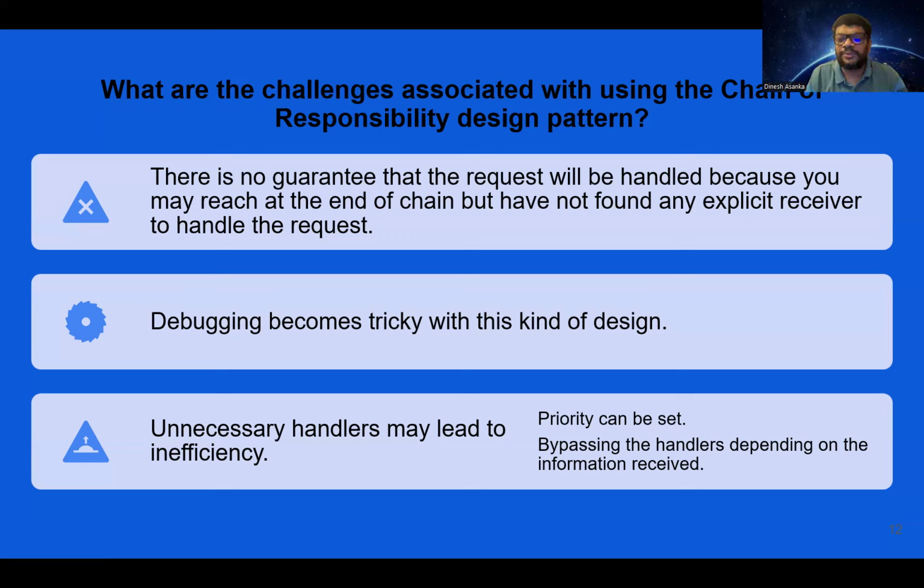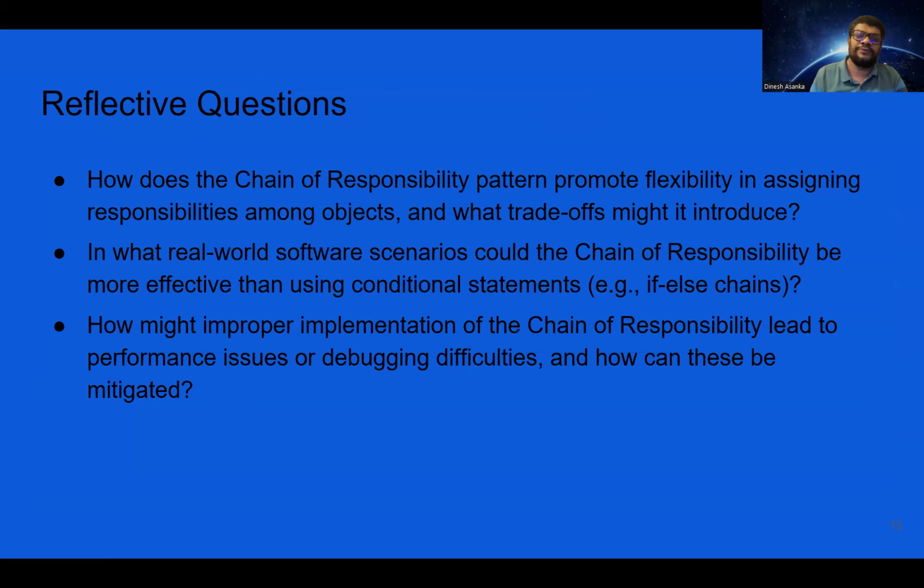So in that type of situation, you can set the priority. You can say, okay, for this type of objects, these are the important handlers, and then you can bypass the other handlers as well. So again, remember, even though the chain of responsibility is a very simple design, you can improve its efficiency by setting up the priority as well as setting up the bypassing mechanism based on the information that you received.